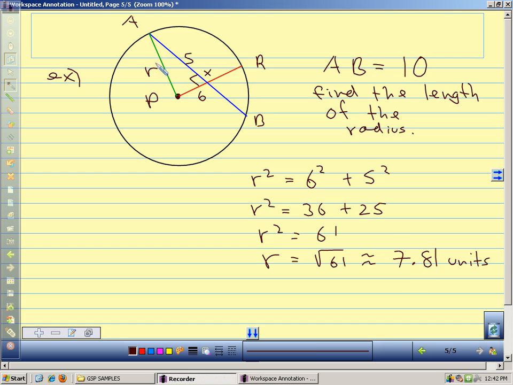So we weren't sure what to do. We drew in a radius, and our problem with a circle turns into a problem with a triangle. Questions? All right.